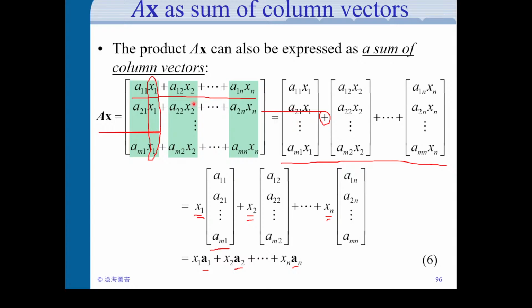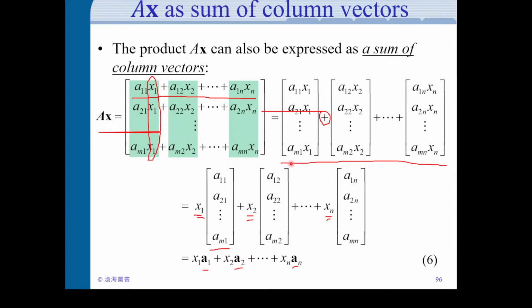Okay, so let's do this step by step. So we write down Ax as this column vector, where each entry is this summation. So A11x1 plus A12x2 plus all the way to A1nxn. So we can think about this as the sum of those column vectors. Those column vectors with A11x1, A21x1, all the way to An1x1, etc. So these column vectors with x1, and those column vectors with x2, and this column vector all the way to this column vector with xn.